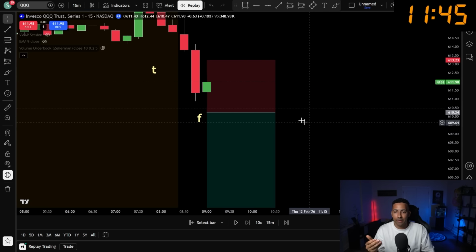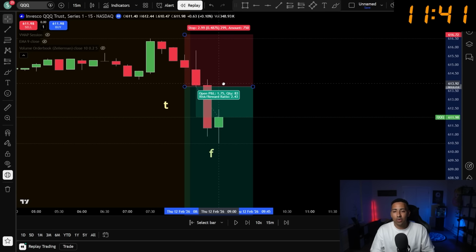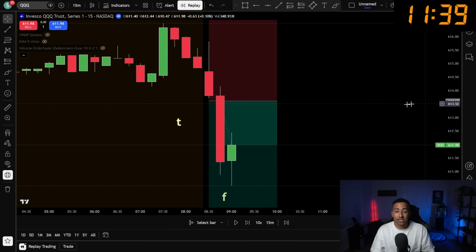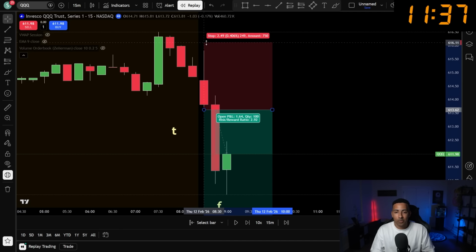And why would that be? Well, take a look at this here. For example, let's say that we were looking to take a trade on this low here to the downside with a stop loss over here.